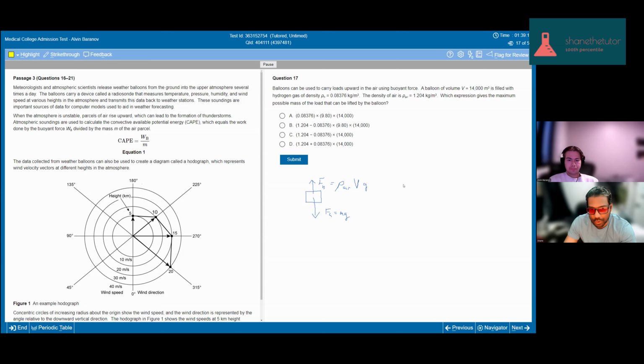Now, I'm going to do this in green just to show that this is a big important step for these problems. The big leap here is that we can turn this mg value into something else, because rho is mass over volume. So rho V would be mass over volume times volume, which is just mass. So we can write this as rho of the H2 gas, volume of the balloon, times g. Now we have it in the same language as the buoyant force, with the rho value. That's something you're going to do for probably all these buoyant force problems.